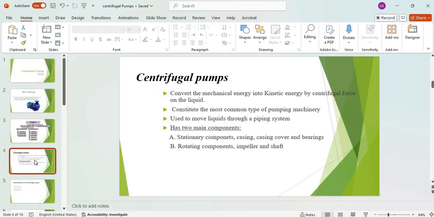The pump has two main components, two main parts: the stationary casing and the rotating impeller and shaft. The impeller and shaft are considered the most important parts of the centrifugal pump because the impeller is used to push the liquid through and give it the energy needed, which is translated to pressure afterwards. We're going to get to this in the next slide, of course.